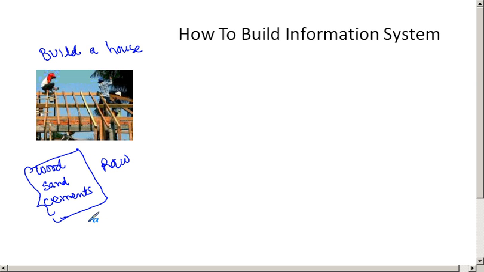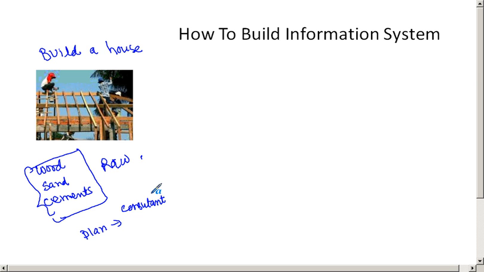To build a house, I need to plan. That means I need to go to an architect to get my plan. Then I go to an engineer to make these things work, and then I get some contractors who can build this house for me. So essentially, two kinds of things are required to build your house. One is raw material, another is consultant.